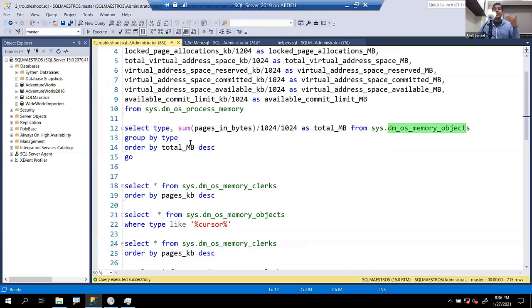So I'm trying to see all the memory objects. I am seeing all the memory clerks. And there is a reason why I'm running these queries, because as memory gets consumed and when I start getting OOM exceptions, I want to track dynamically which clerk or which objects were causing issues.